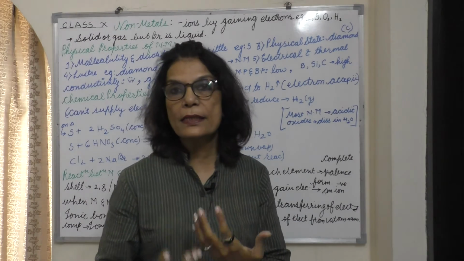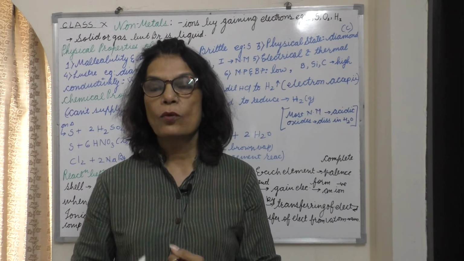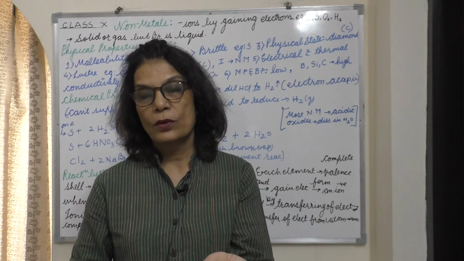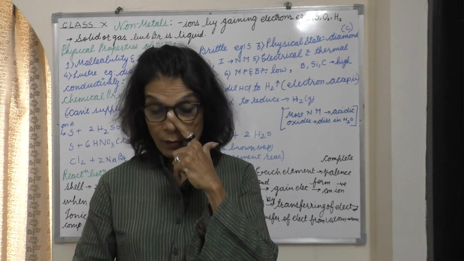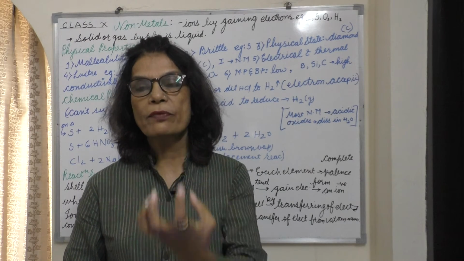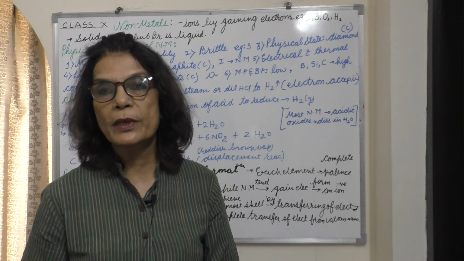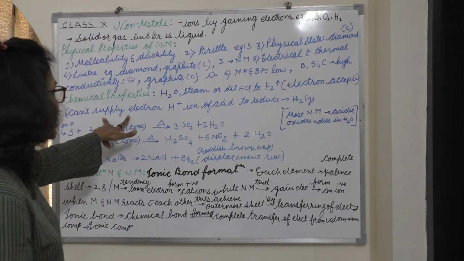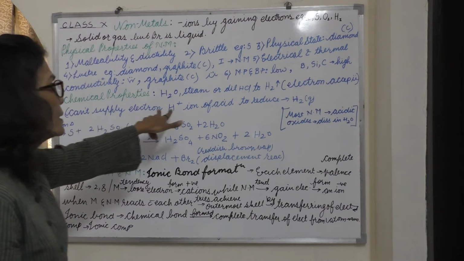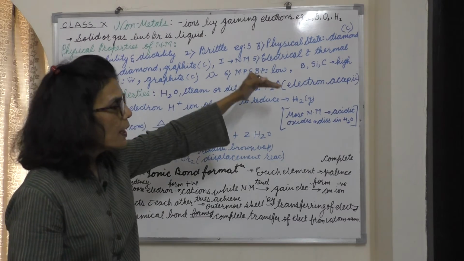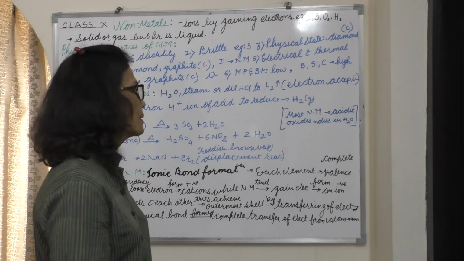If their tendency is to take, that is their property, they used to take, so how can they give? So non-metals have the property to accept. So in that condition, when they are accepting, how can they transmit the electron? That is the reason they cannot supply electrons to the hydrogen of the acid, to reduce it and give hydrogen gas.